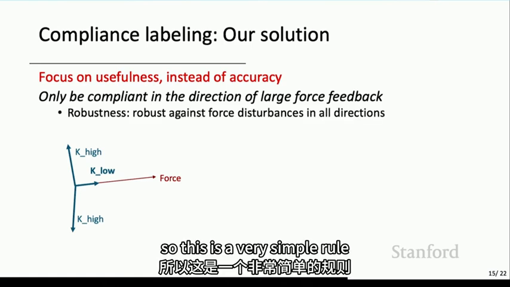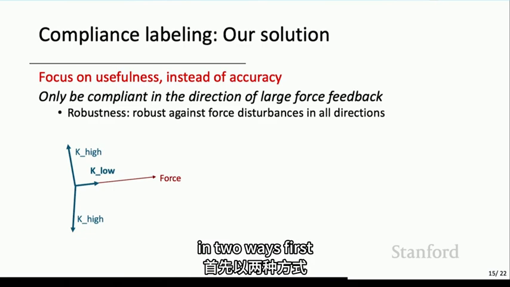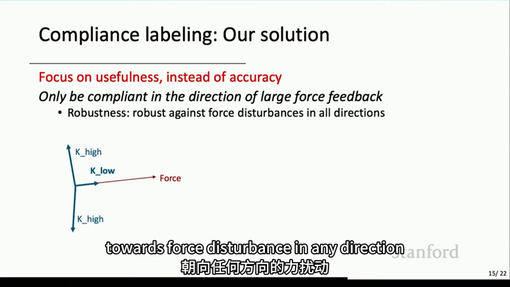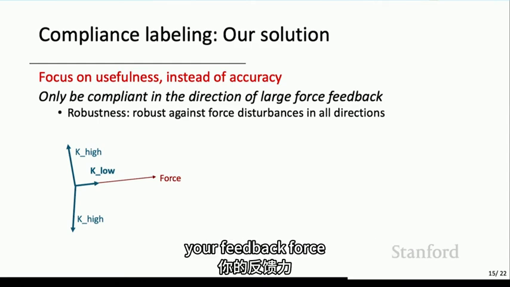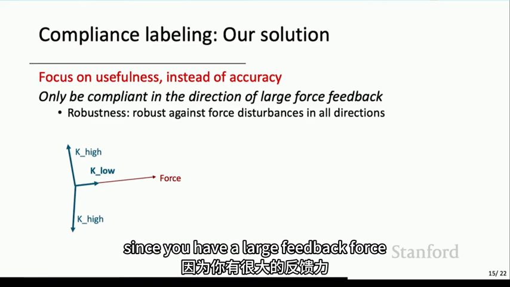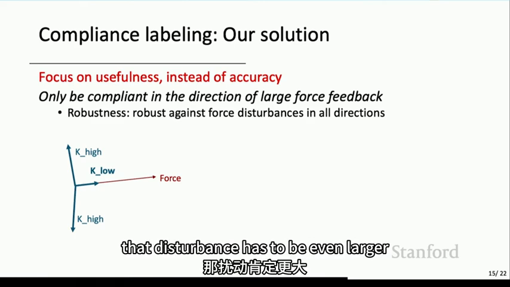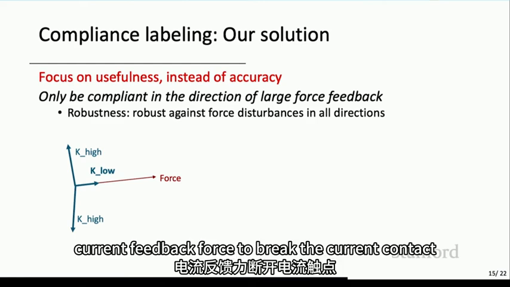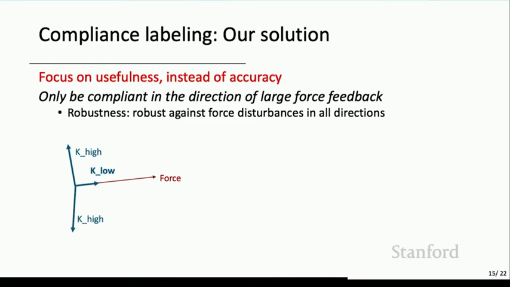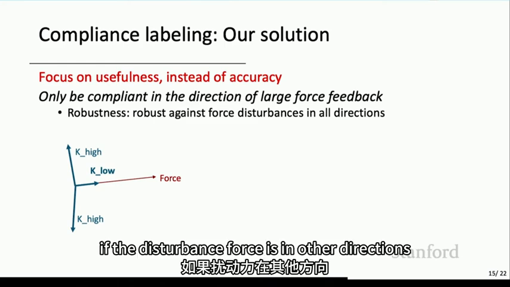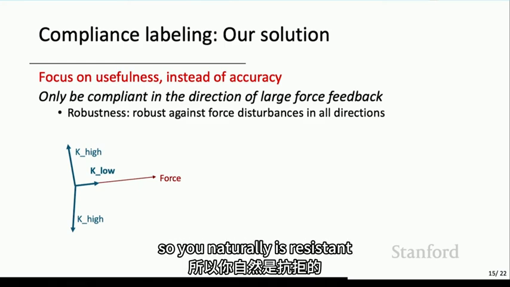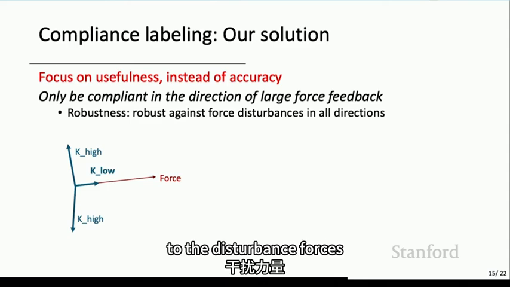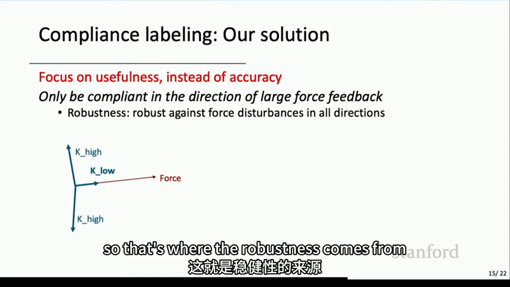So this is a very simple rule, but it turns out to be highly effective in two ways. First, it gives you robustness towards force disturbance in any direction. So why is that? So imagine you have some disturbance force in the direction of your feedback force. Since you have a large feedback force, that disturbance has to be even larger to cancel out your current feedback force to break the current contact. If the disturbance force is in other directions, well, you have a high stiffness control, so you naturally are resistant to the disturbance forces. So that's where the robustness comes from.